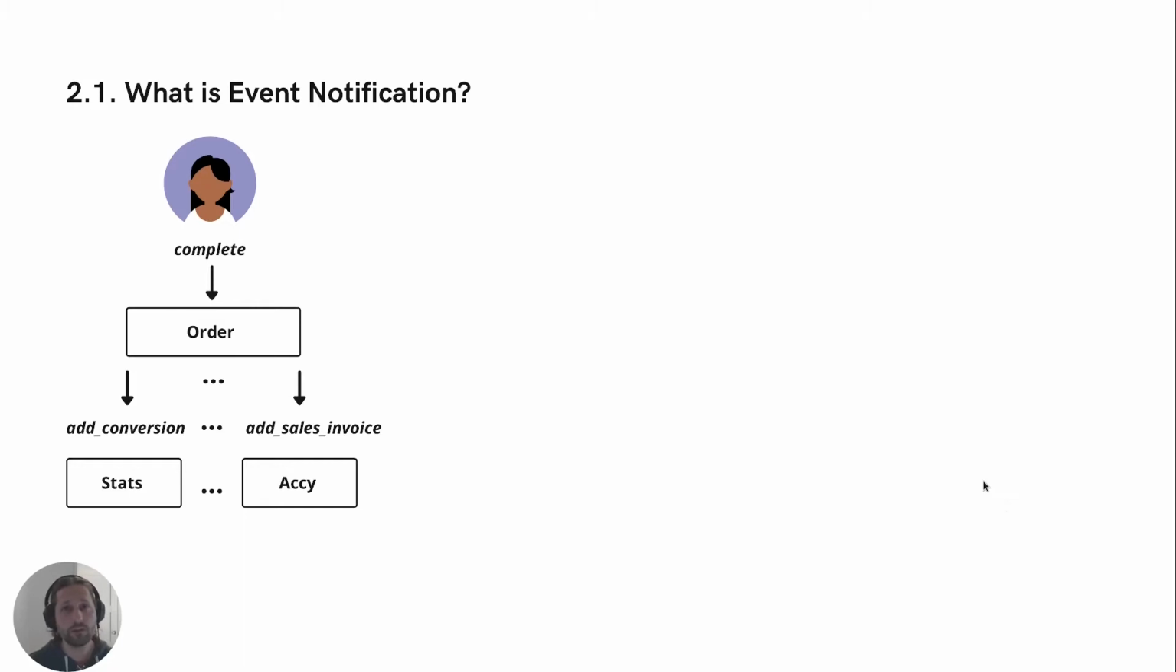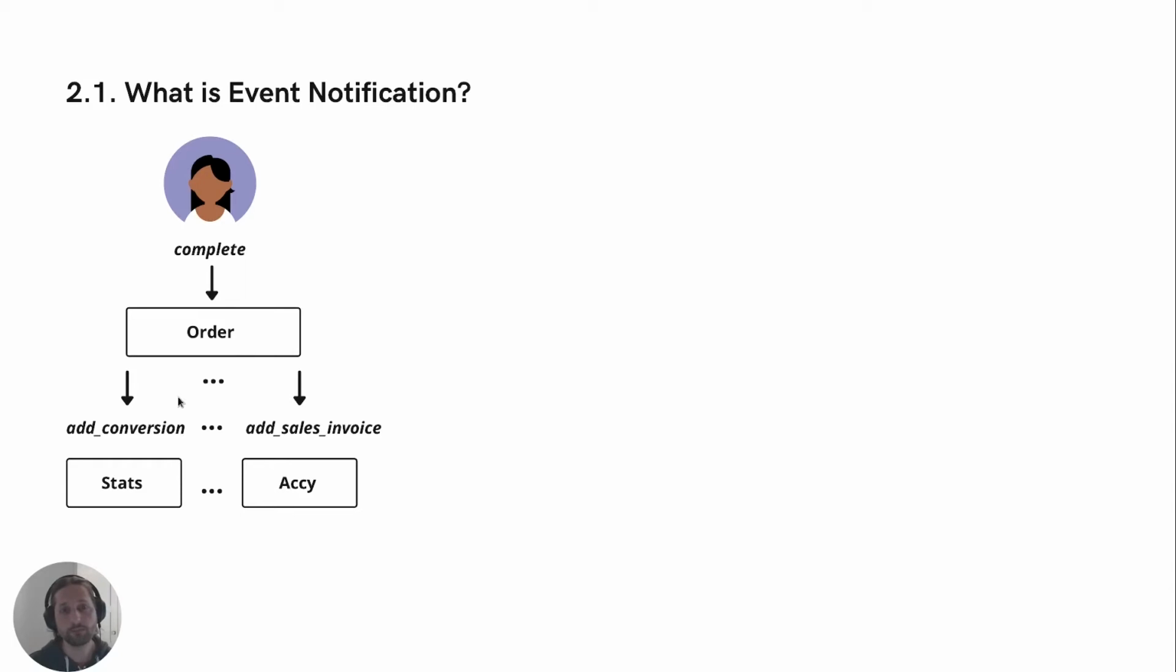So, what is event notification or an event-driven design? Consider this example. We have a user who has just placed an order. Our store has several systems that need to perform an action when that happens. For instance, the statistics system needs to register a new conversion. The accountancy system needs to add a sales invoice. Because of that, the order system is calling the appropriate methods on all of them.